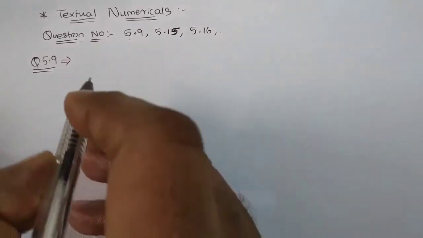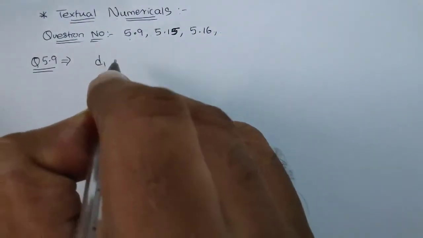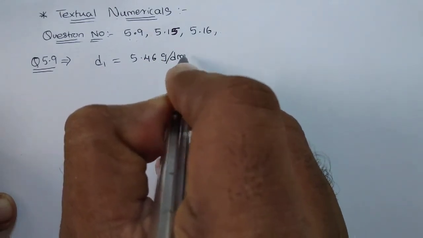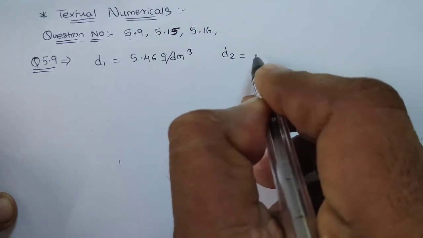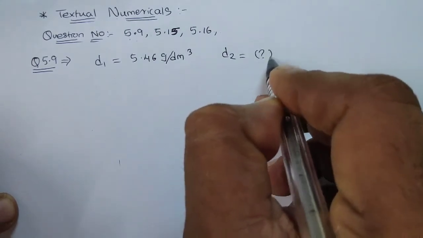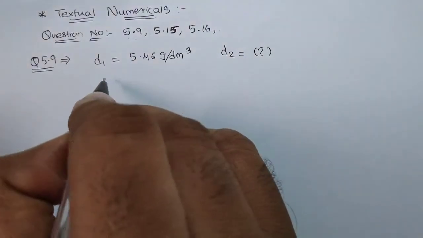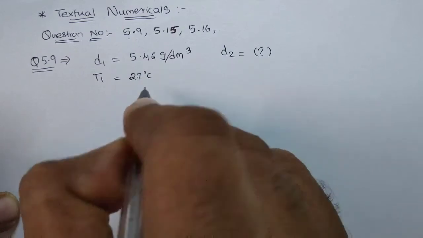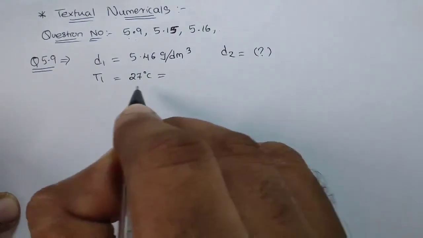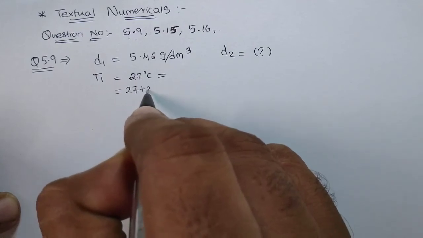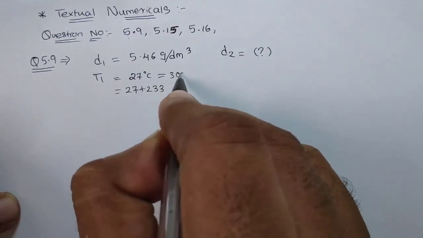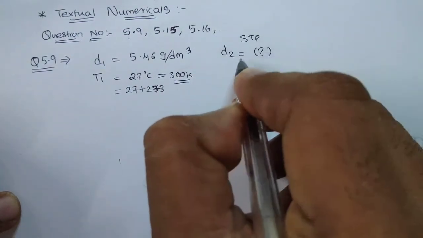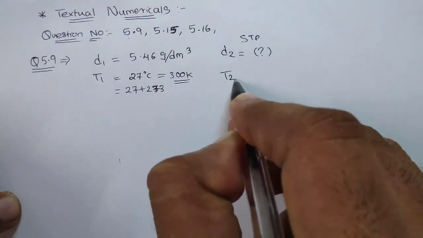See, in the question, density D1 is given here. It is 5.46 gram per dm cube. D2 we have to find, because we have to find the density at STP. Then T1, temperature is given, 27 degrees Celsius, so we will convert it into Kelvin, that is 27 plus 273, which is equal to 300 Kelvin, right?